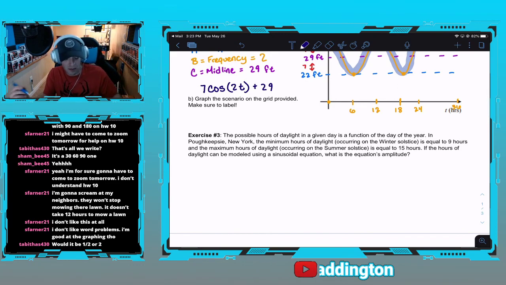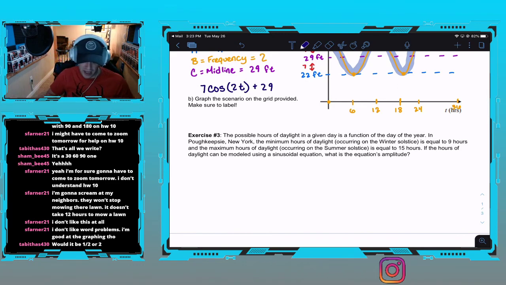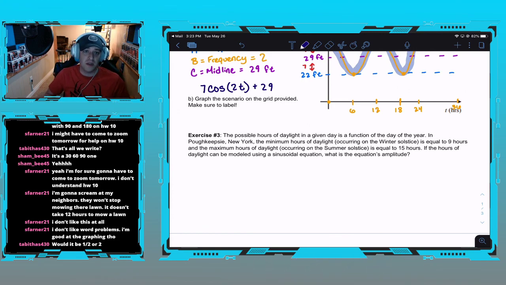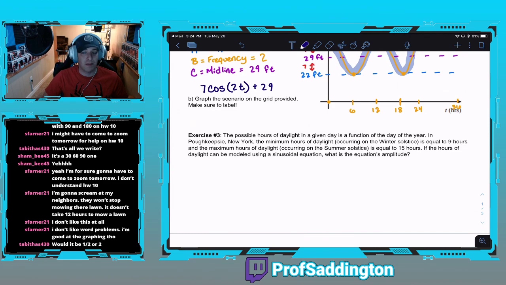But in exercise number 3, the possible hours of daylight in a given day is a function of the day of the year. In Poughkeepsie, New York, the minimum hours of daylight occurring on the winter solstice is equal to 9 hours, and the maximum hours of daylight occurring on the summer solstice is equal to 15 hours. If the hours of daylight can be modeled using a sinusoidal equation, what is the equation's amplitude? So recall what we said amplitude is.